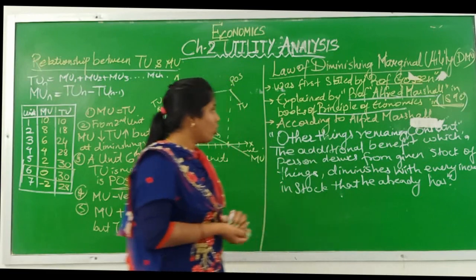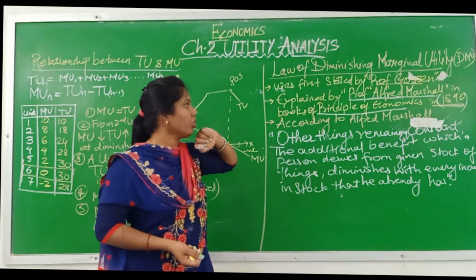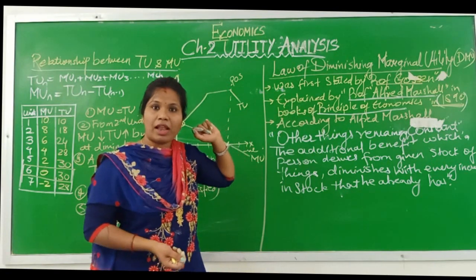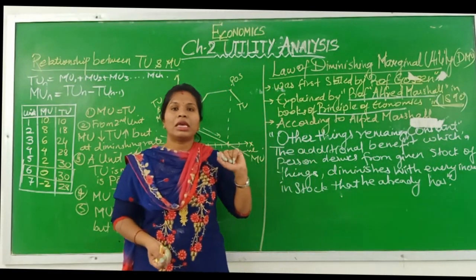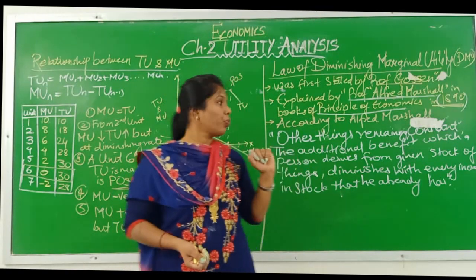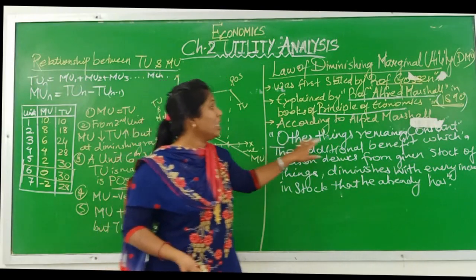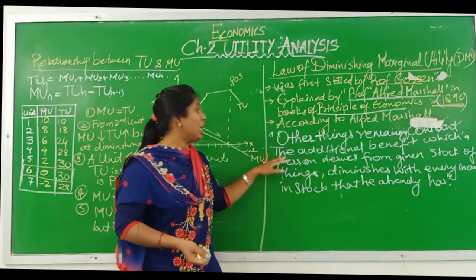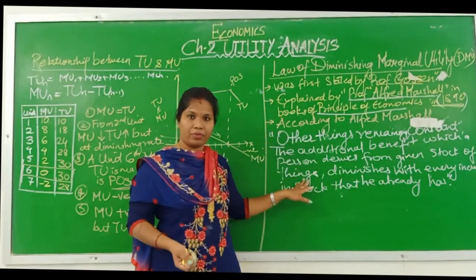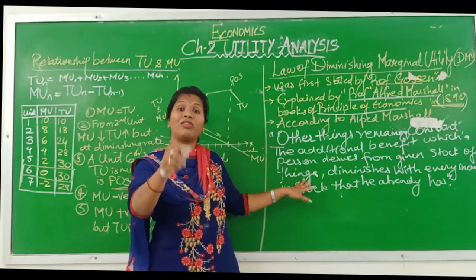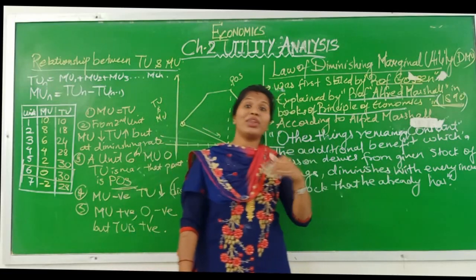Simple. So once again friends, this law is said to be Gossen's first law, and it was explained by Professor Alfred Marshall in the book Principles of Economics in the year 1890. According to Professor Alfred Marshall, other things remaining constant, the additional benefit which a person derives from a given stock of a thing diminishes with every increase in the stock.